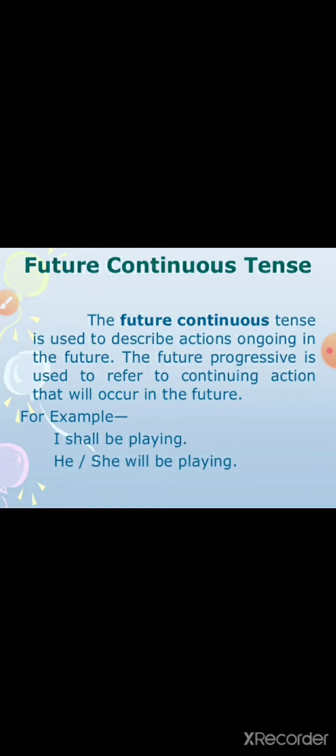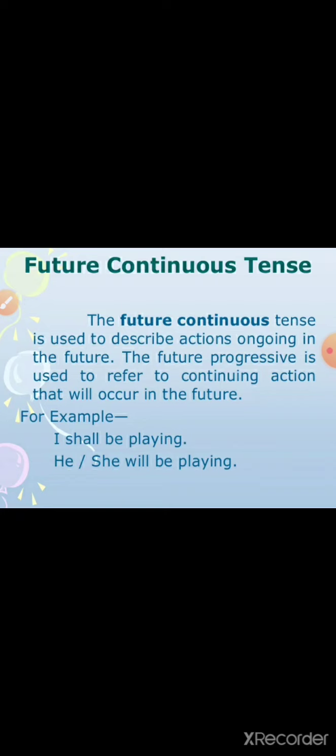The rule will be subject plus will be or shall be plus ing form of verb plus rest of the sentence. Subject plus shall be or will be plus ing form of verb plus rest of the sentence. For example, she will be waiting for me tomorrow at 10 o'clock.